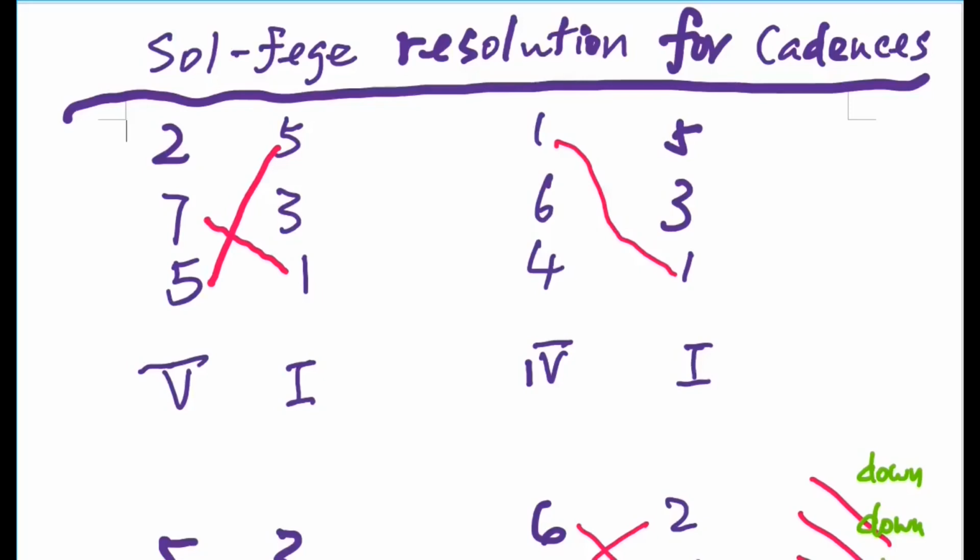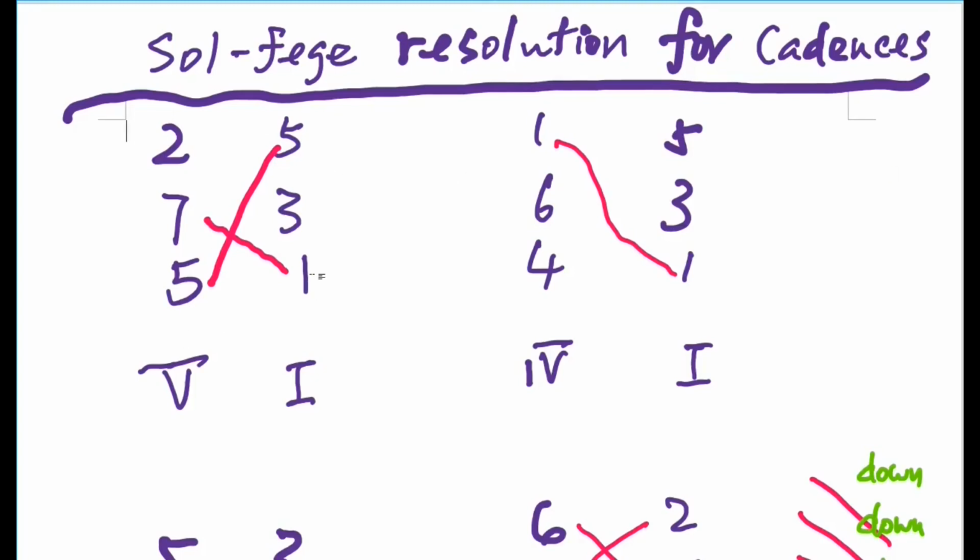Hi, in this video, I'm using Solfege to demonstrate how to do a SATB cadence. It's like a map that helps us to follow and find the perfect resolution. Let's revise what the numbers stand for.